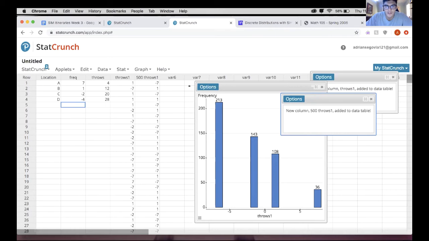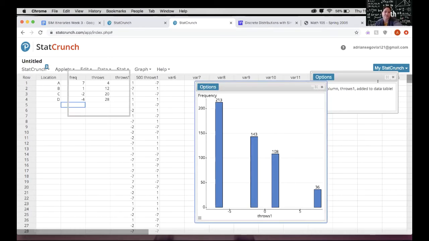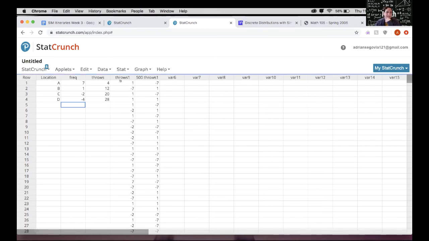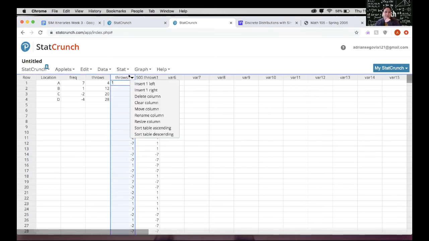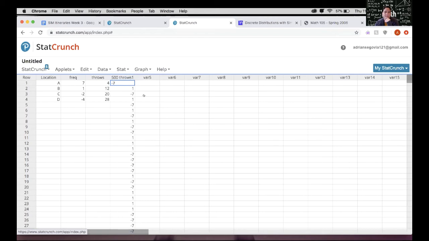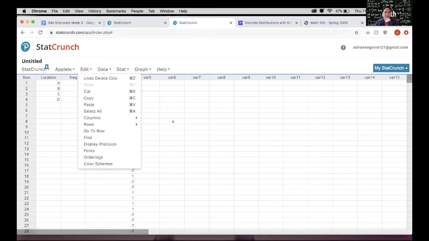Wait, do I delete all these? You can close those, but I'm saying delete the columns. The Throws 1, you can delete that just by going to the arrow. Go up there, push that arrow, and delete column. And delete the other one, just so it doesn't confuse you. Okay.